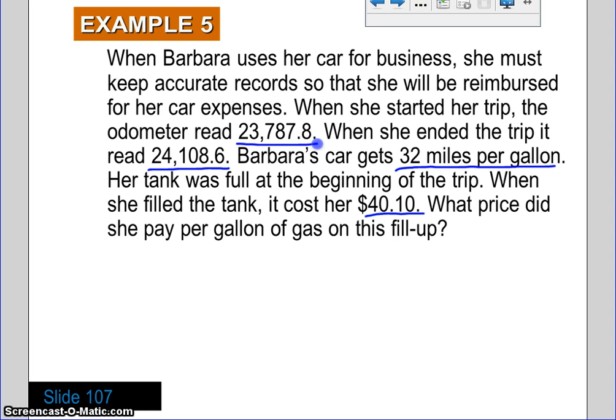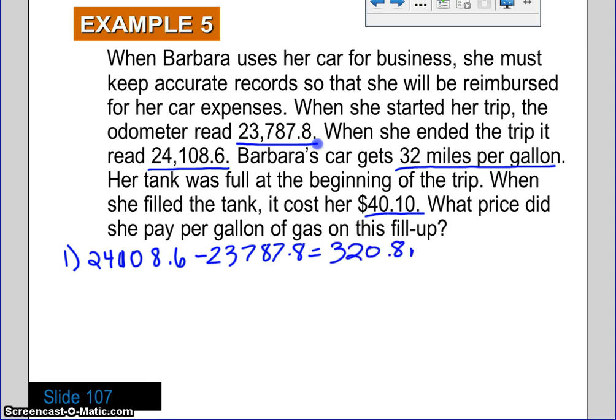Now, the first step that we need to do is find out how many miles she drove. So we're going to subtract the beginning miles from the ending miles. And when we do that, we end up with 320.8 miles is how much she drove for this trip.